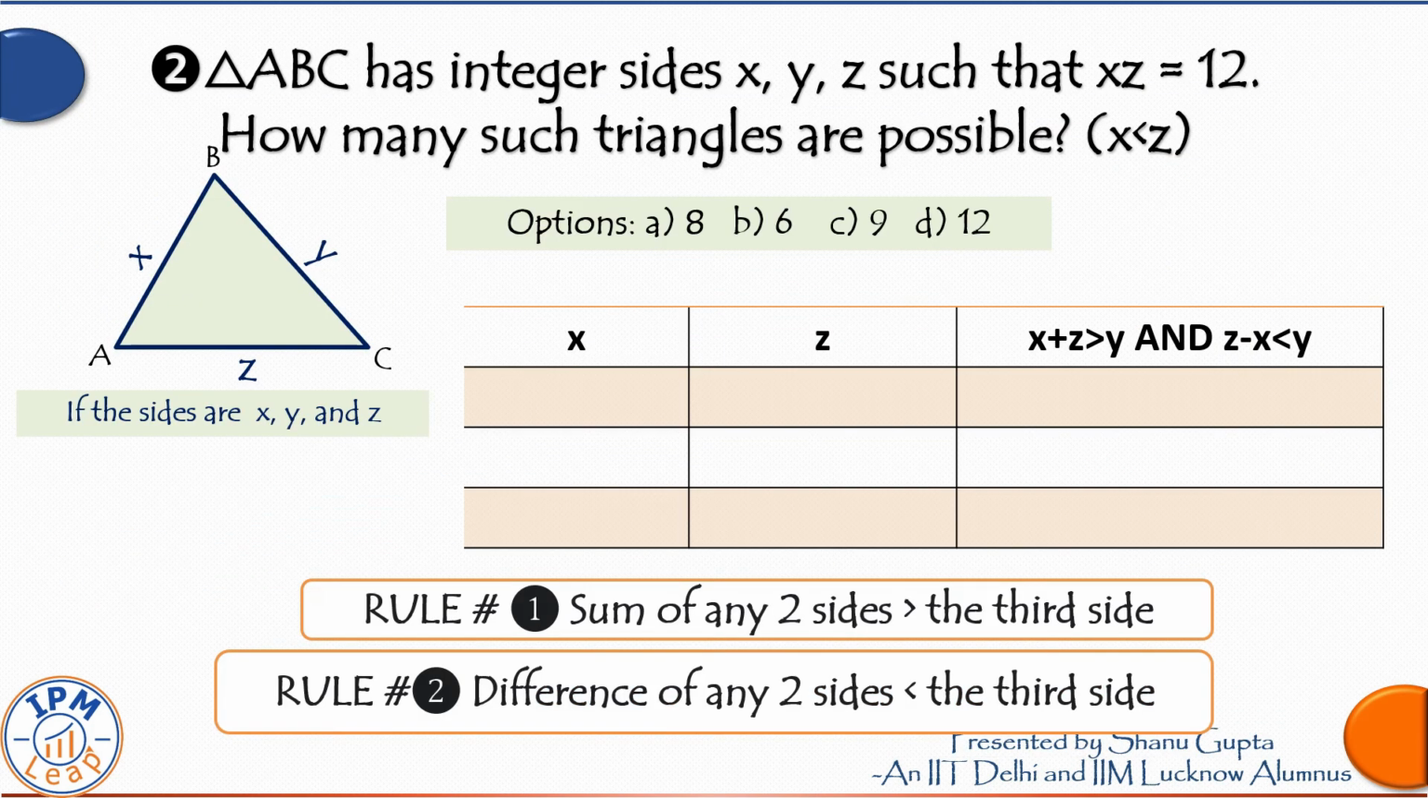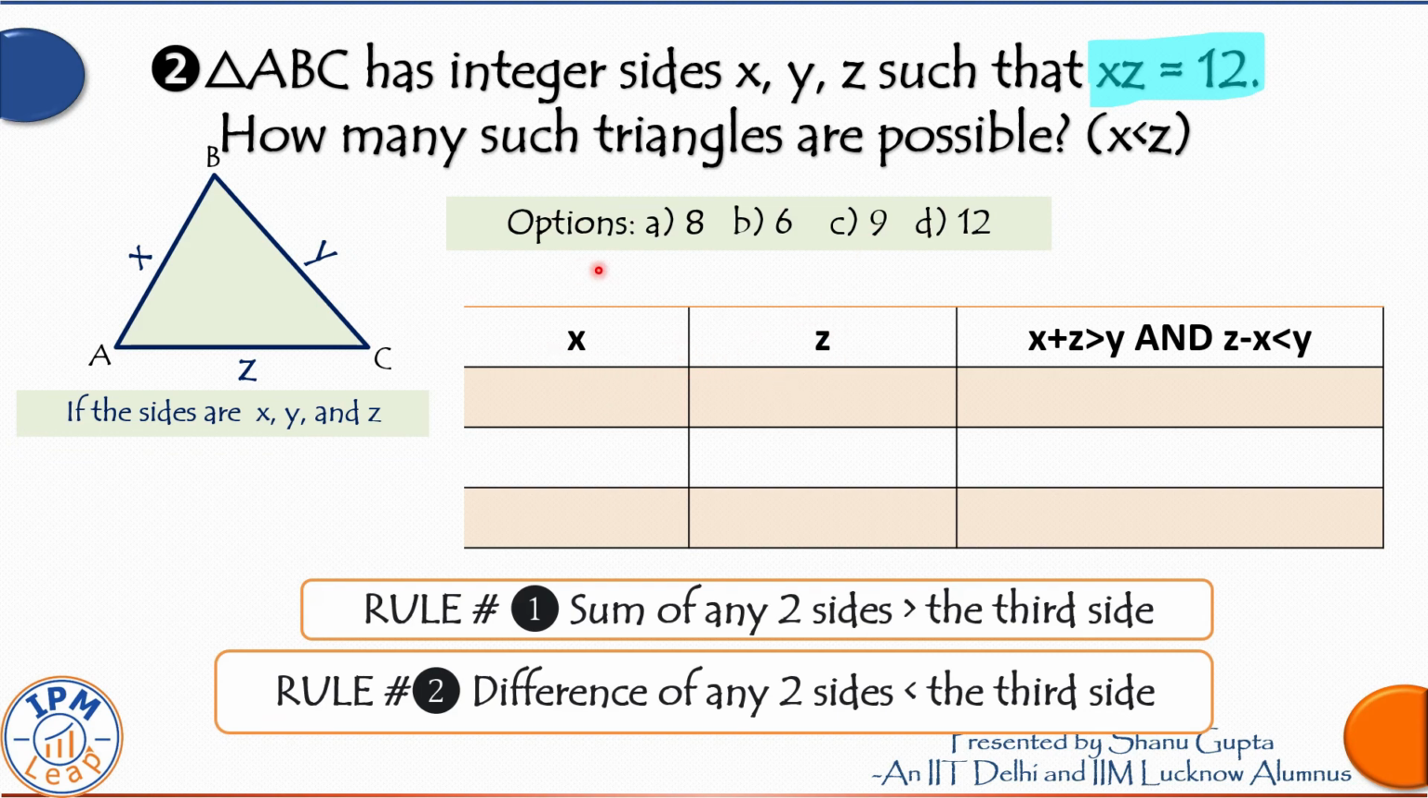Moving on to our question number 2. This question would be a cakewalk after question number 1. The question is, triangle ABC has integer sides x, y and z such that x into z is equal to 12. How many such triangles are possible if it is known that x is less than z? This question is simpler because in this question the given condition is xz is equal to 12. If we peg the value of x, the value of z automatically gets pegged to it.